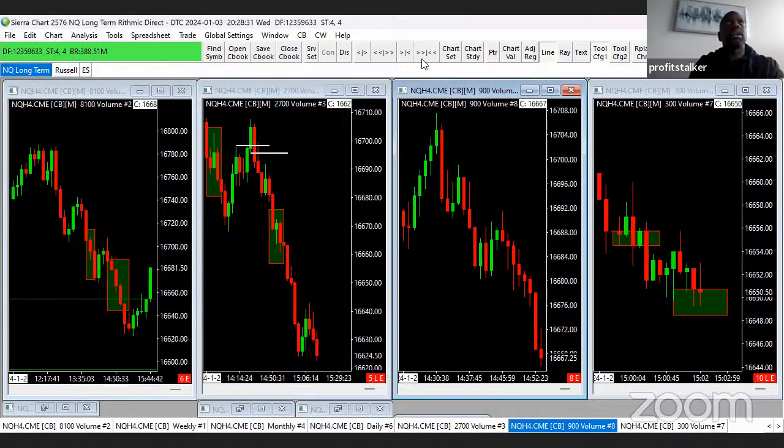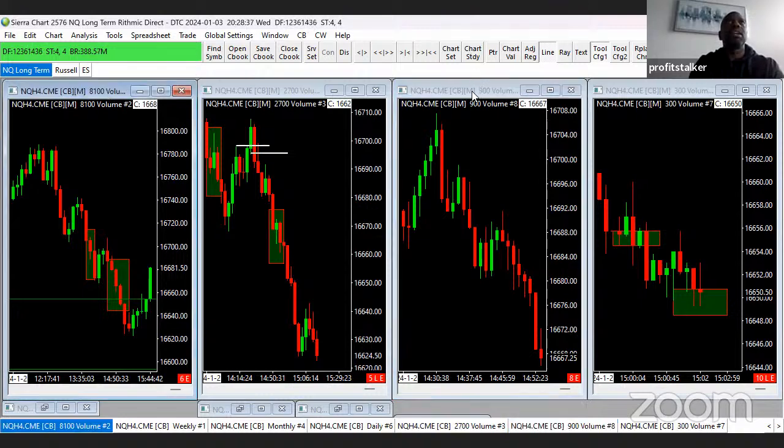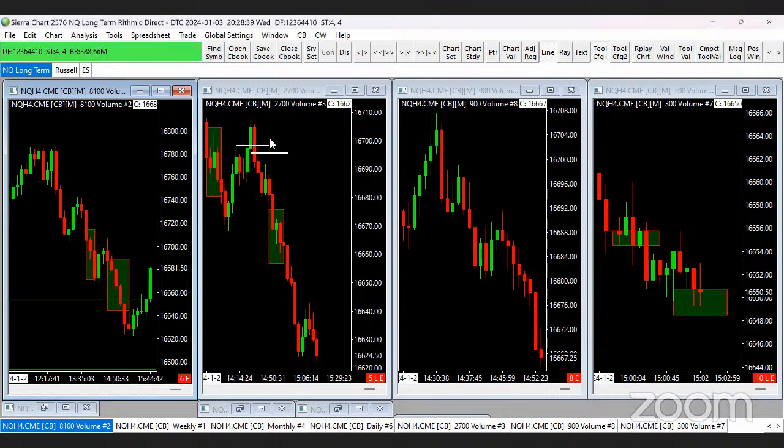Because if you notice, I really want the trend on my 900 and my 8100 to be doing the exact same thing. That's why we call it a trend within a trend.